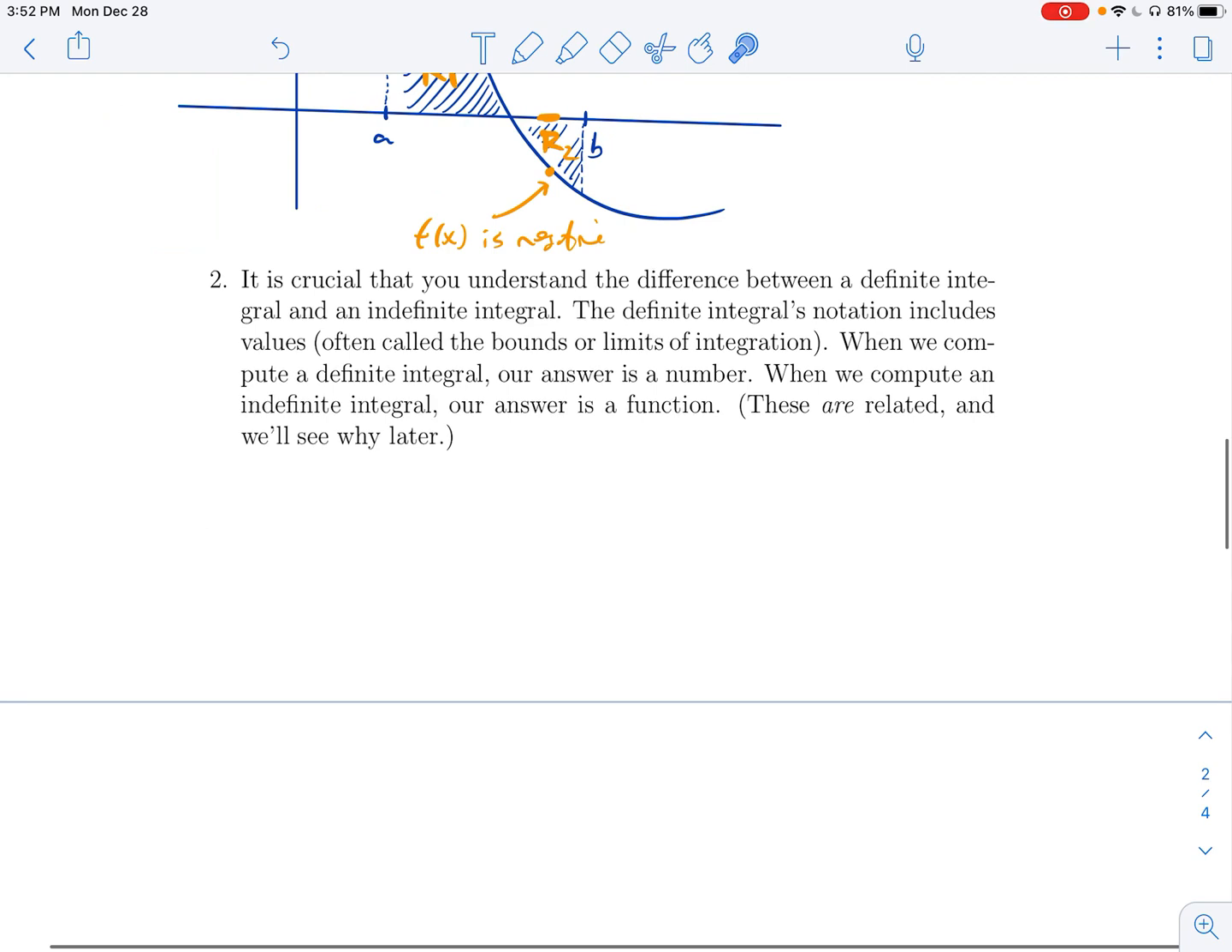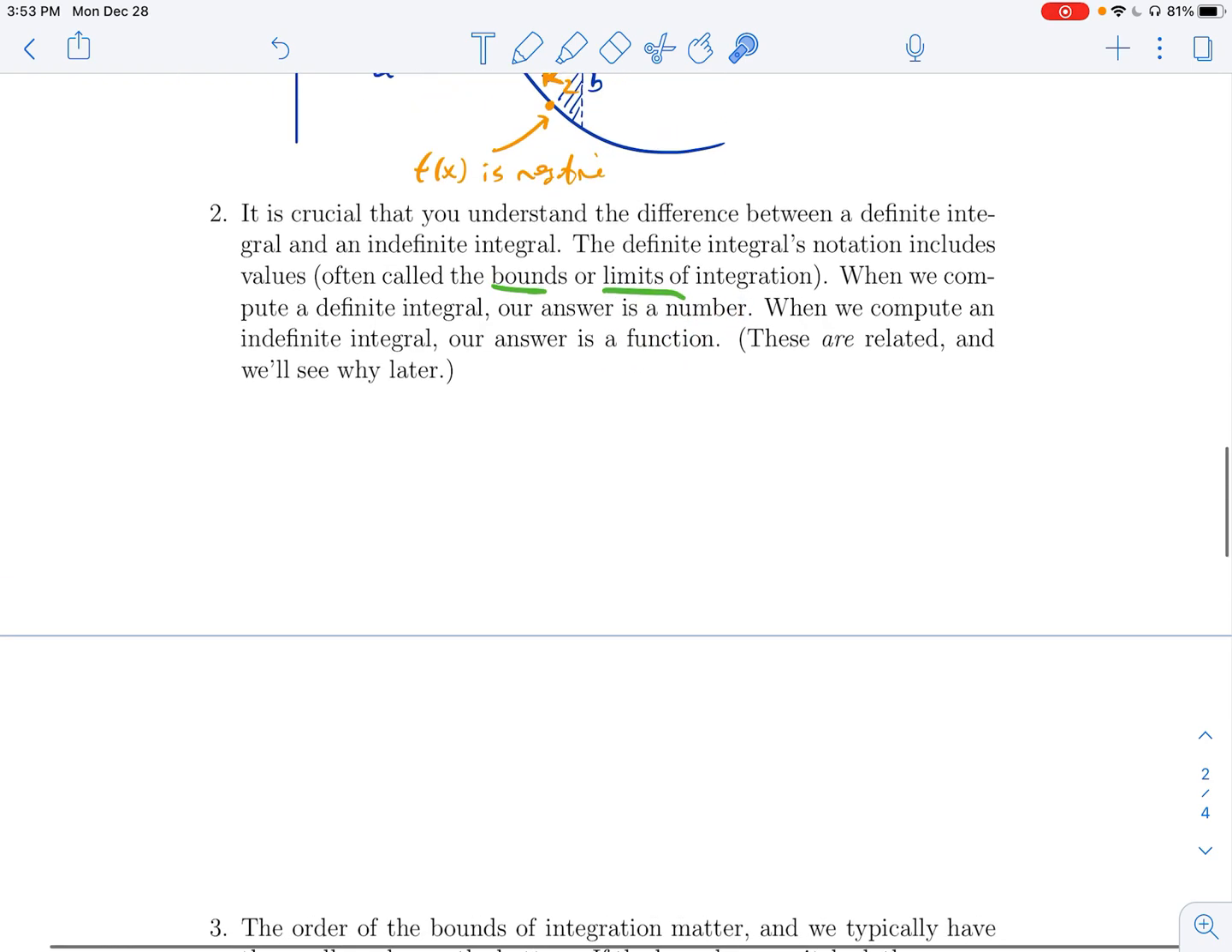Also, I've talked about this earlier, it is crucial that you understand the difference between a definite integral and an indefinite integral. Definite integral notation includes values, and those values are often called the bounds of integration or the limits of integration. As I mentioned, here we're essentially computing something like an area. A definite integral gives an area that's a number. An indefinite integral gives a function. And I promise I'll tell you how they're related.